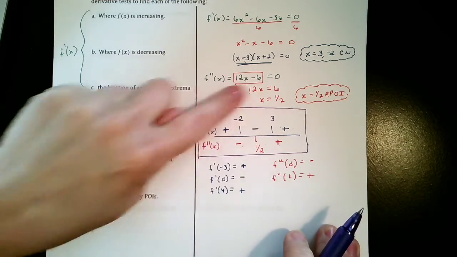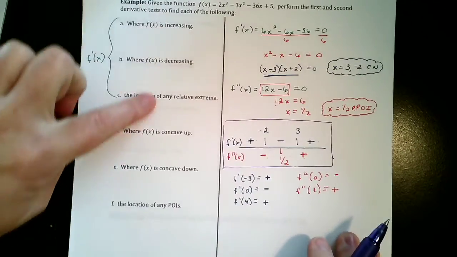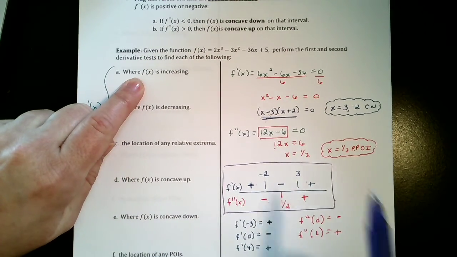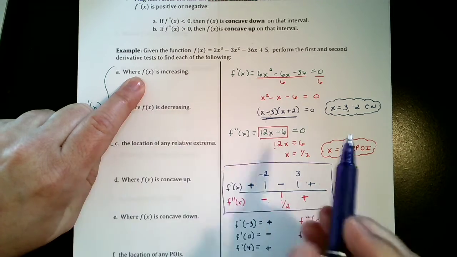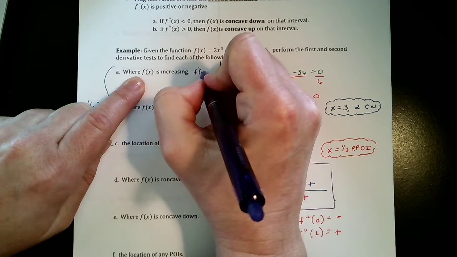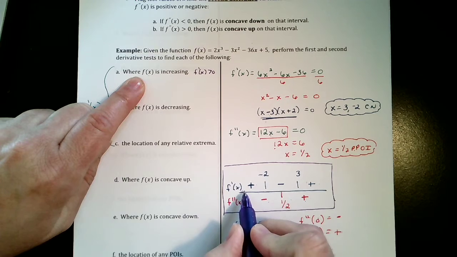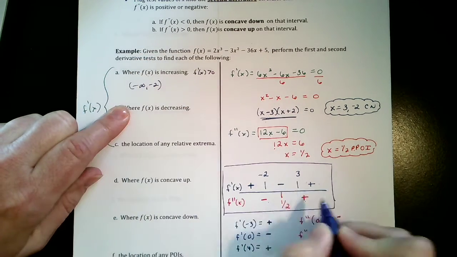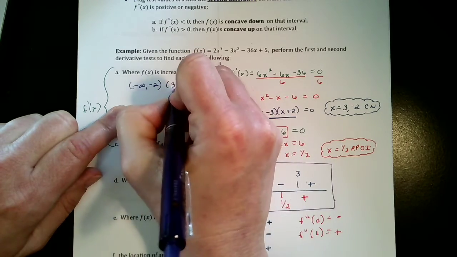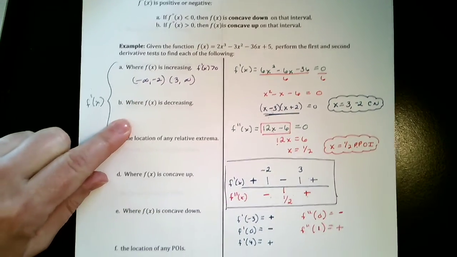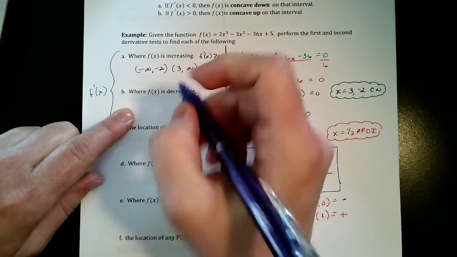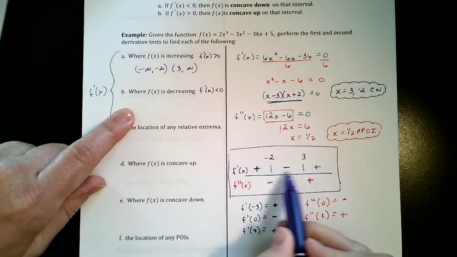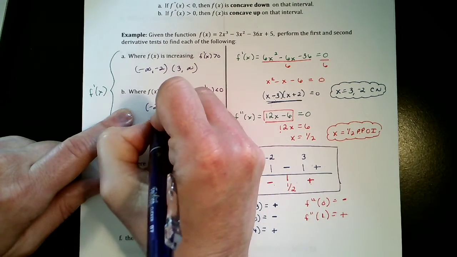So just by analyzing this number line, I have answered all of these questions to the left. So where is f of x increasing? Well, f of x is increasing when the first derivative is positive. That happens from negative infinity to negative 2, and it also happens from 3 to infinity. So there's the answer to A. Where is f of x decreasing? Well, that happens when the first derivative is negative. That happens between negative 2 and 3, so it's the interval from negative 2 to 3.